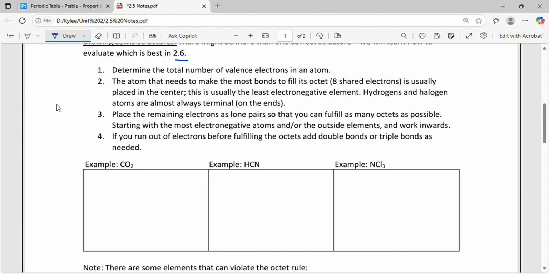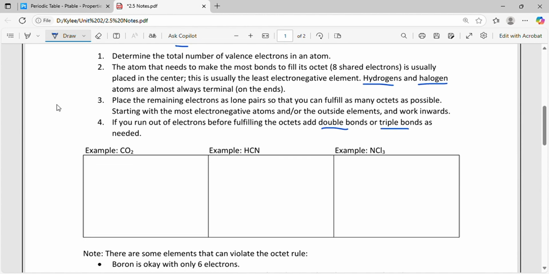Then I'm going to put the atom that needs to make the most bonds to fill its octet in the center. This is usually going to be the least electronegative element. Then I'm going to place all the remaining atoms connected using single bonds. Hydrogen and halogens are never going to be the central atom. That's something we'll learn as we practice. If we run out of electrons before fulfilling the octets, only then will we consider a double bond or a triple bond. I think the easiest way to learn this is to just work through some examples.